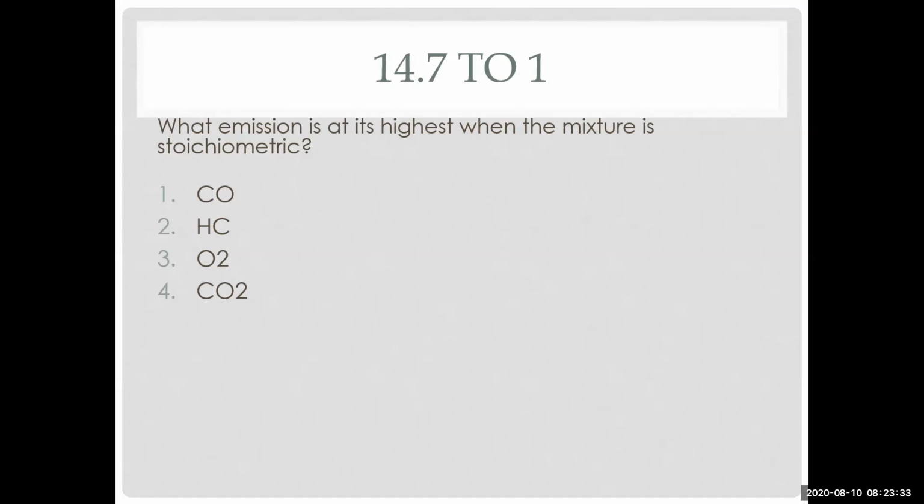HC isn't going to be, HC is lowest when we're stoichiometric. O2? What's that? O2 would be at its highest when we're very lean. CO2, it's my efficiency gas. It is at its highest point. It's at its peak when I'm stoichiometric. It goes down whether I go rich or whether I go lean.